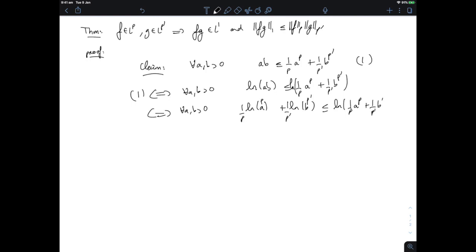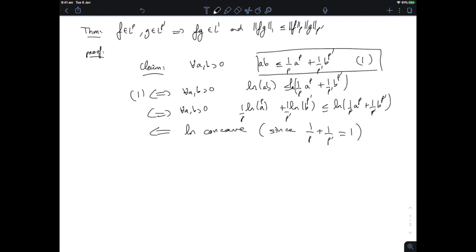And now this looks very much like a convexity type of inequality, right? It's telling us that a certain multiple of log of a to the p plus 1 minus that multiple times log of b to the p prime is smaller than log of t times a to the p plus 1 minus t times b to the p prime, where t is 1 upon p. So this is a consequence of log being concave, and since 1 upon p plus 1 upon p prime is a convex combination, the two numbers add up to 1, right? And log is concave, of course, because its second derivative is minus 1 upon x squared, which is always negative. So the concavity of the log and the definition of p prime is really why this inequality about numbers holds.